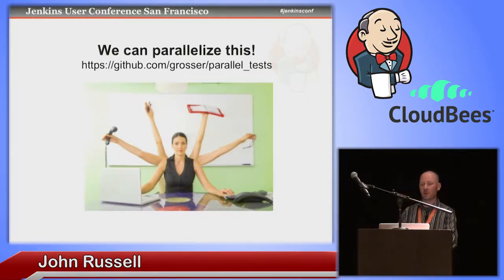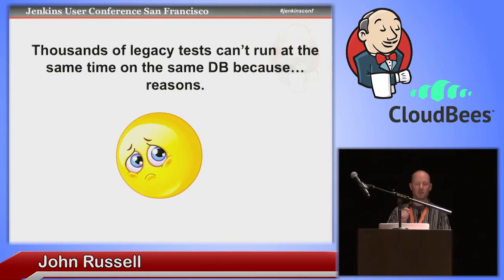Parallel tests is a toolkit for basically doing this sort of thing, running them all at the same time. And it works really well. You tell it to run RSpec, and it starts a whole bunch of different processes and hands out the files. Sounds great. We're done. We're not done.